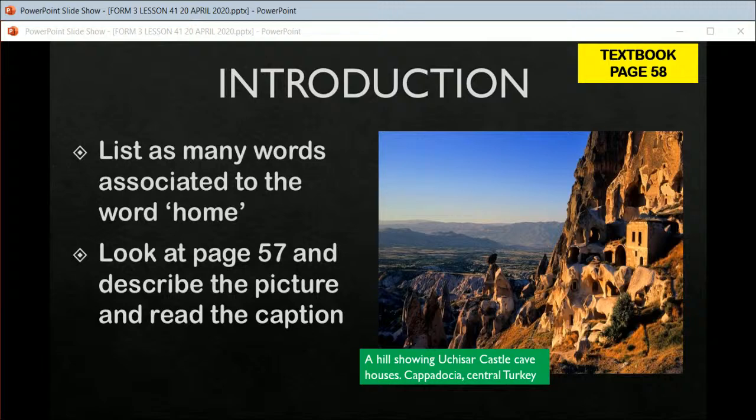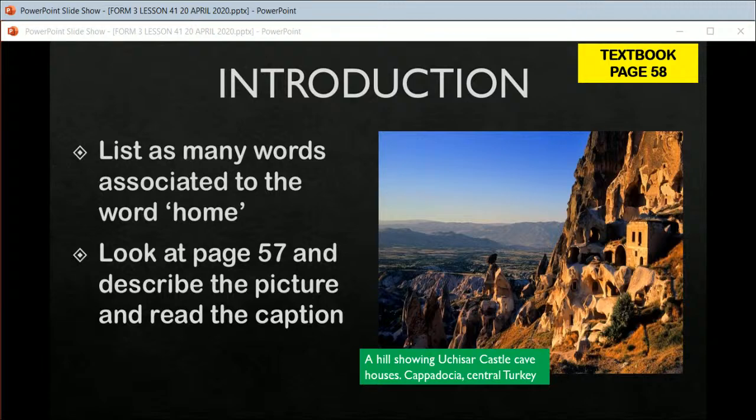I'm just going to explain to you that this place in Cappadocia is located in central Turkey. It is designated as a World Heritage Site in 1985. It was formed by deposits from erupted volcanoes 3 to 9 million years ago. Wow, that's a long time, right? And then these deposits became eroded by wind over time.